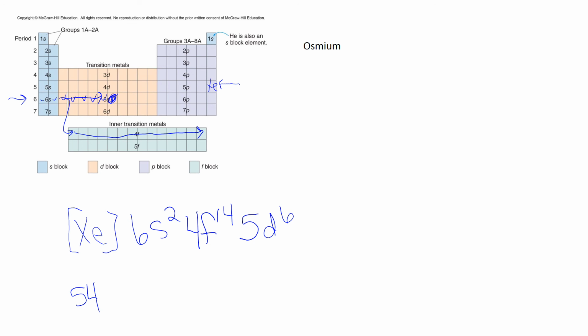Just to double check myself, I'm going to add up my electrons here and make sure osmium has 76 protons, which means it has 76 electrons. I want to make sure that this also comes out to 76, which it does. So I've accounted for all of the electrons, but I didn't have to write every single energy level and every single block to get there using the shorthand or noble gas configuration.